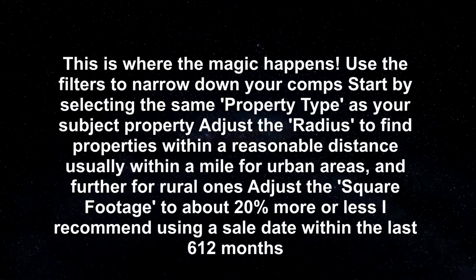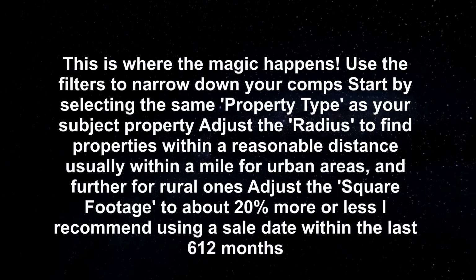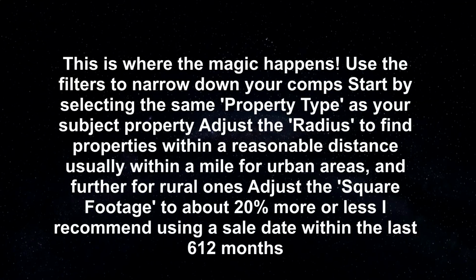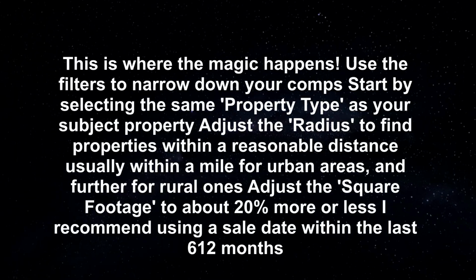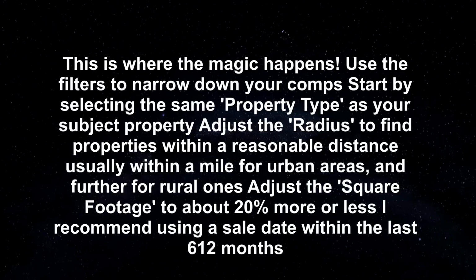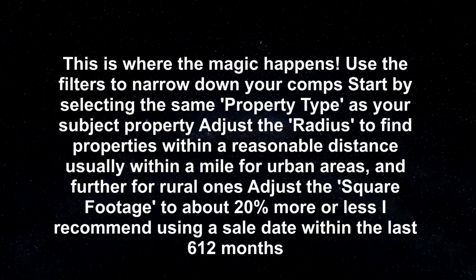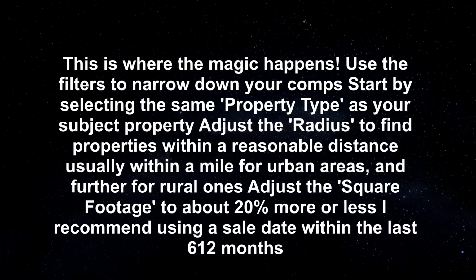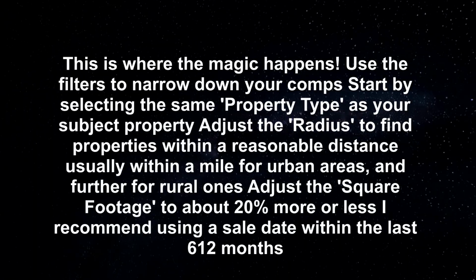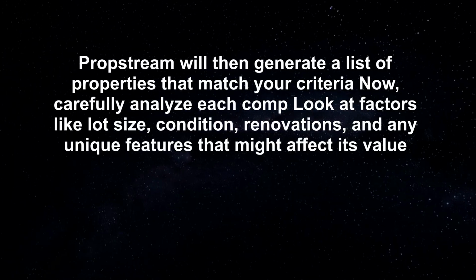Use the filters to narrow down your comps. Start by selecting the same property type as your subject property. Adjust the radius to find properties within a reasonable distance, usually within a mile for urban areas, and further for rural ones. Adjust the square footage to about 20% more or less. I recommend using a sale date within the last 6 to 12 months. Propstream will then generate a list of properties that match your criteria.